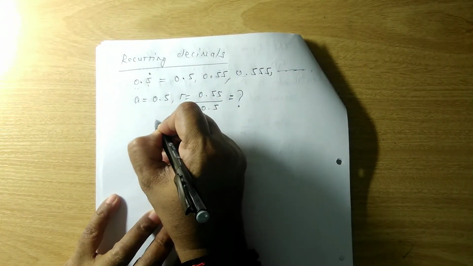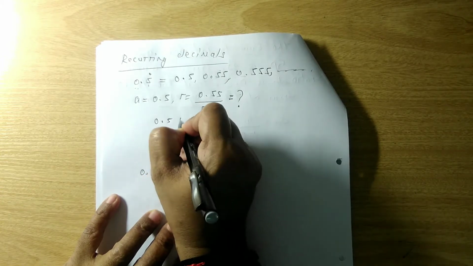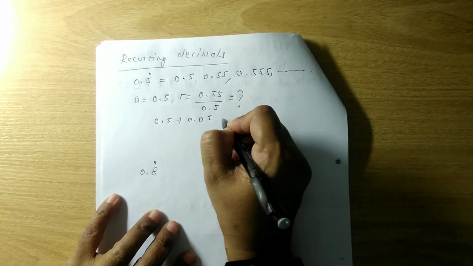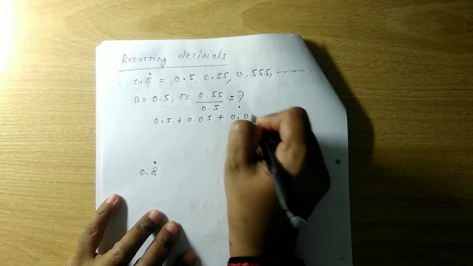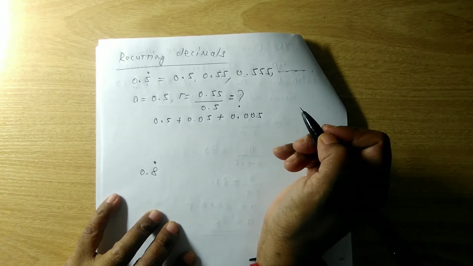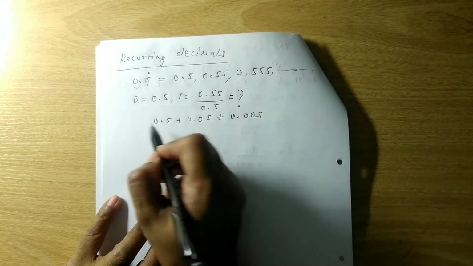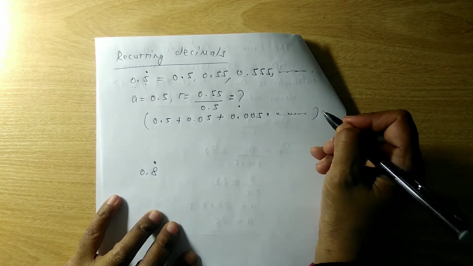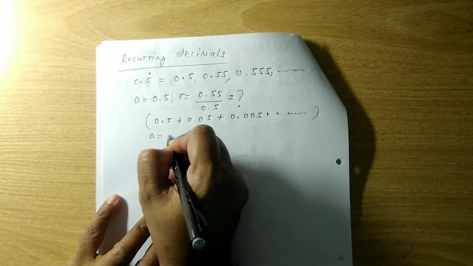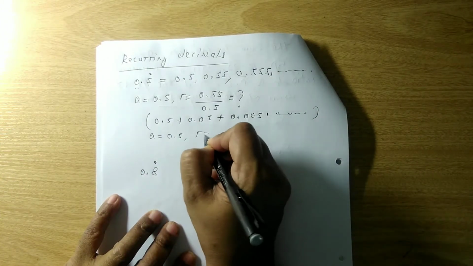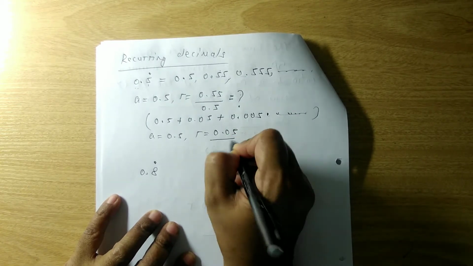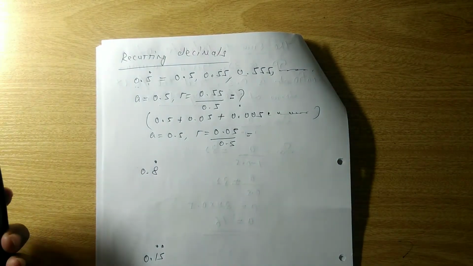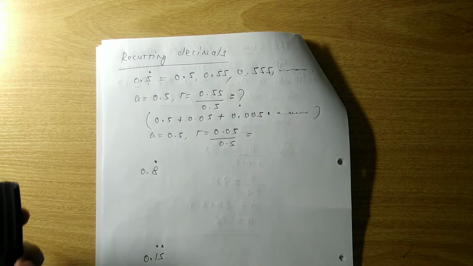What we can actually do is, my first term is 0.5. Okay, my second term will be 0.05, 0.005. Okay, so this is another easier way of looking at it and so on. Okay, so that means my A here is 0.5. My R is 0.05 over 0.5. Okay, so 0.05 over 0.5 will become 0.1.